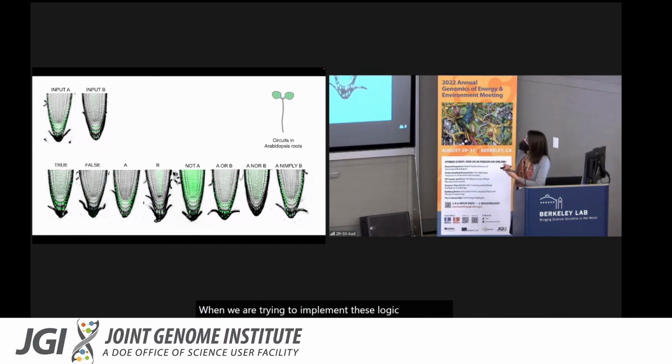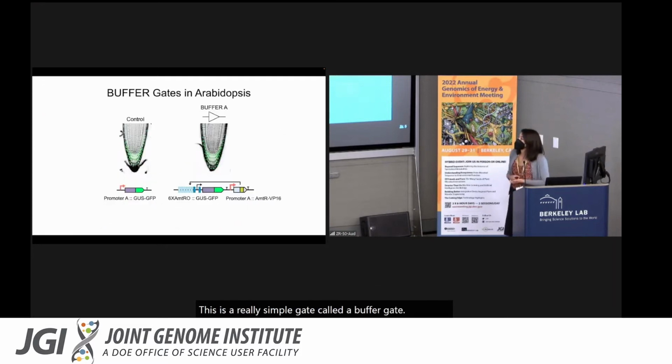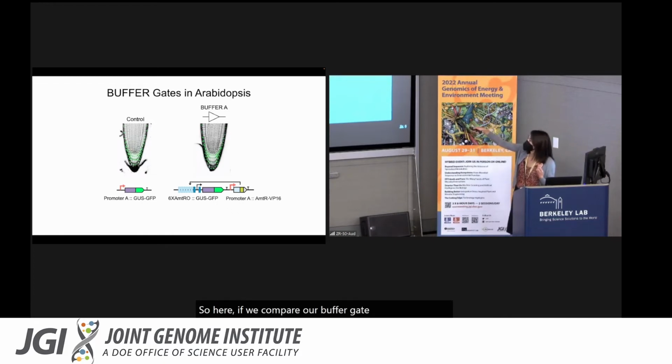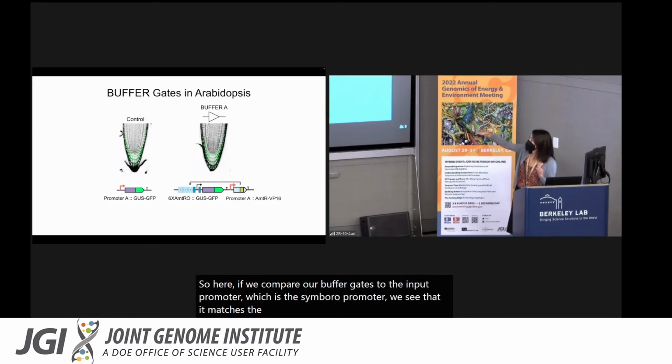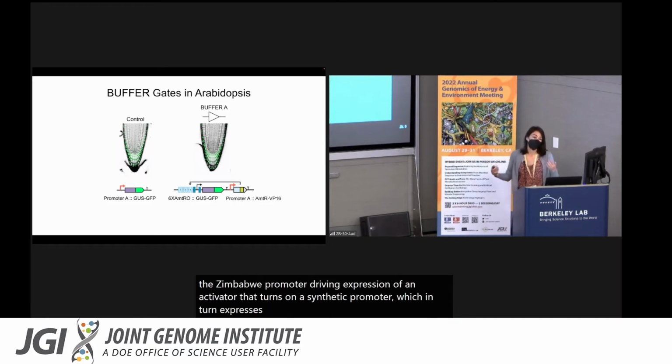I'm going to go into depth on one of these logic gates. This is a really simple gate called a buffer gate. Buffer gates should just recapitulate the expression pattern of the input promoter. So here, if we compare our buffer gate to the input promoter, which is the sombrero promoter, we see that it matches the expression pattern exactly. The way this gate works is that we have the sombrero promoter driving expression of an activator that turns on a synthetic promoter, which in turn expresses the reporter gene.